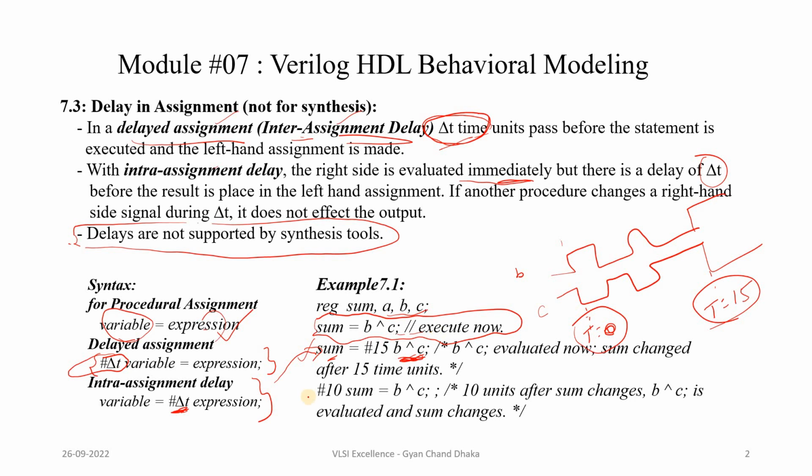Now let's see the next statement where we have an example of delayed assignment, also called inter-assignment delay, where the delay value is mentioned first, then we have sum equal to b XOR c. What delayed assignment says is the right side expression should get executed after the delta t time mentioned, and then the value of the expression is assigned to the left side variable. So here the b and c value is taken at time t equal to 10. When this statement gets executed, it takes the b and c value at time t equal to 10, that value will participate in this expression, and whatever the result is will get assigned to the variable immediately. So guys, I hope the difference between delayed assignment and intra-assignment delay is clear.